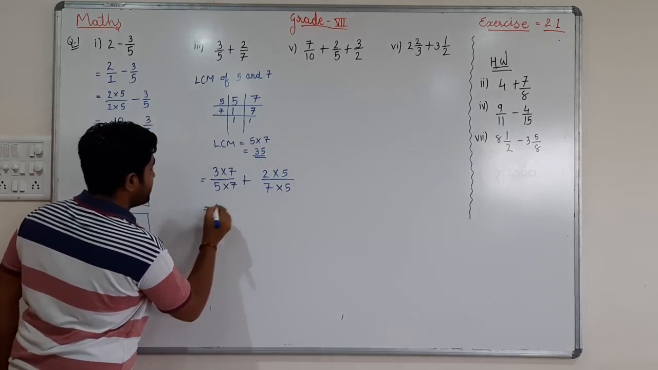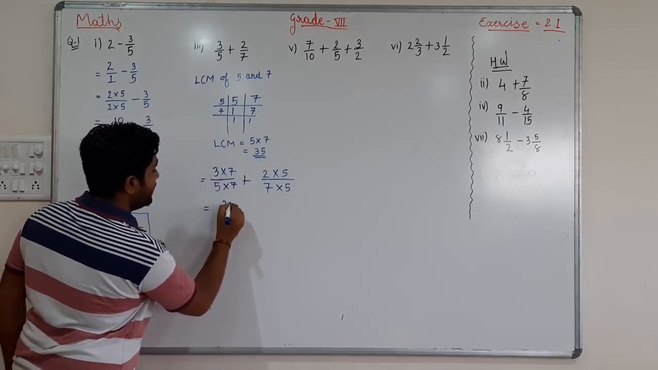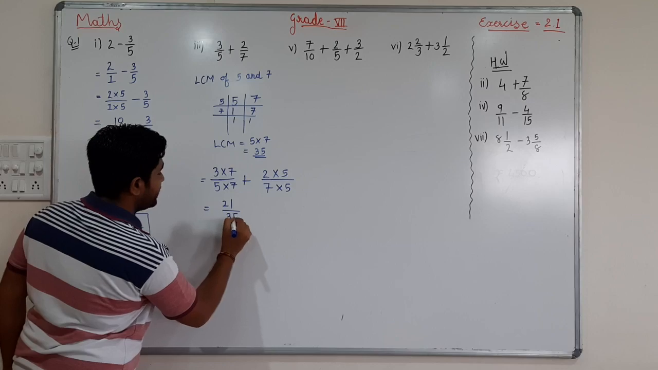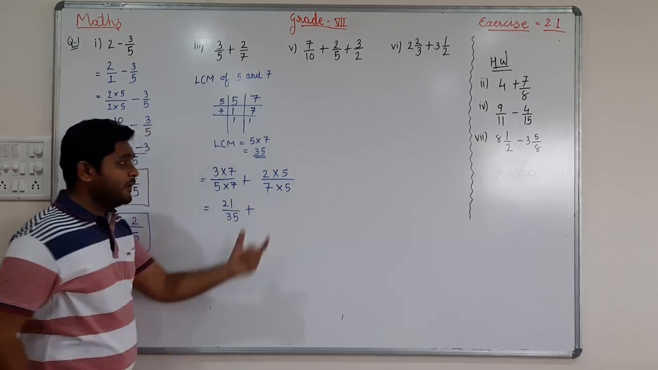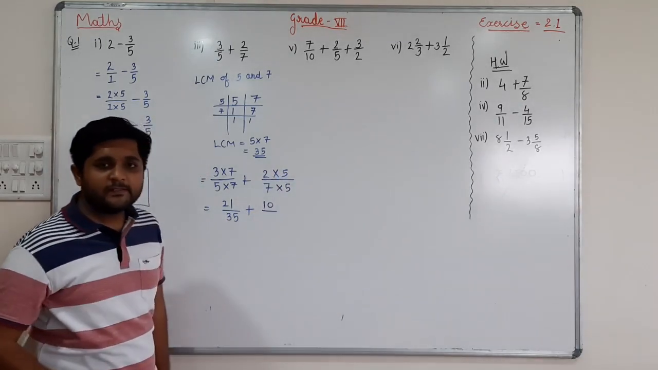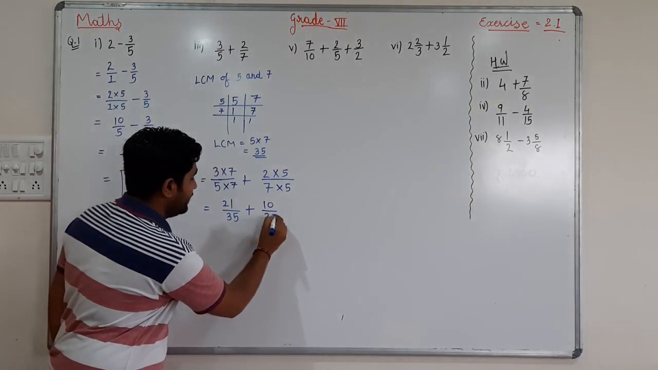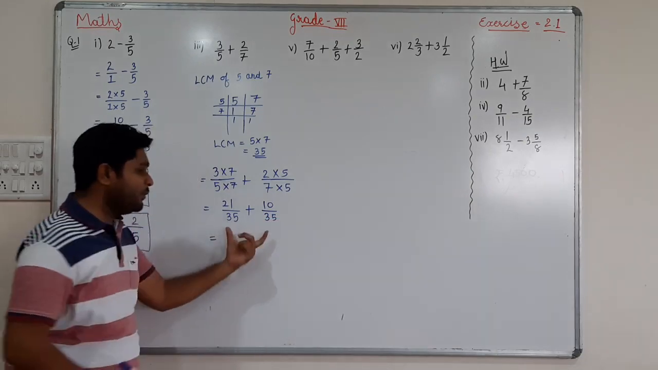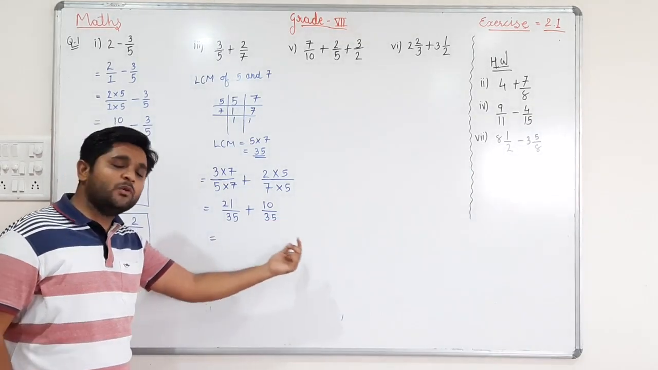Now let us solve this. 7 3s are 21 and in the denominator 7 5s are 35, plus 2 5s are 10 and 7 5s are 35. So now both the denominators are the same, so we can take the denominator common.